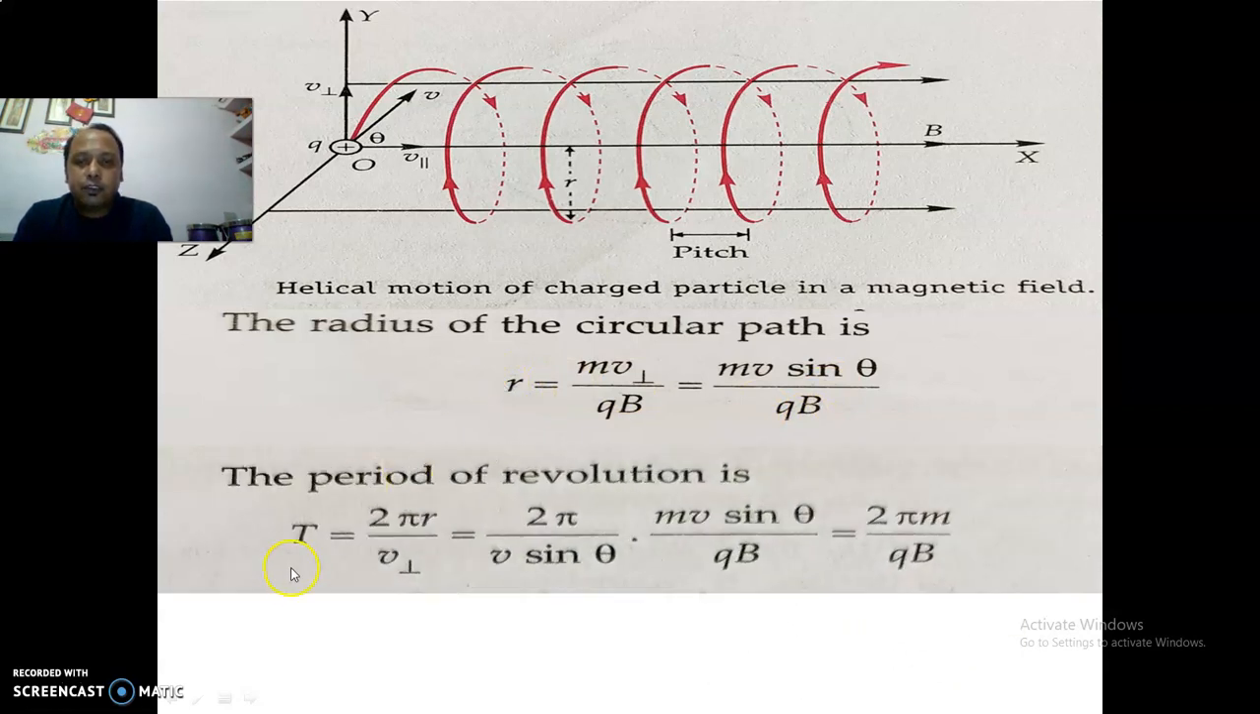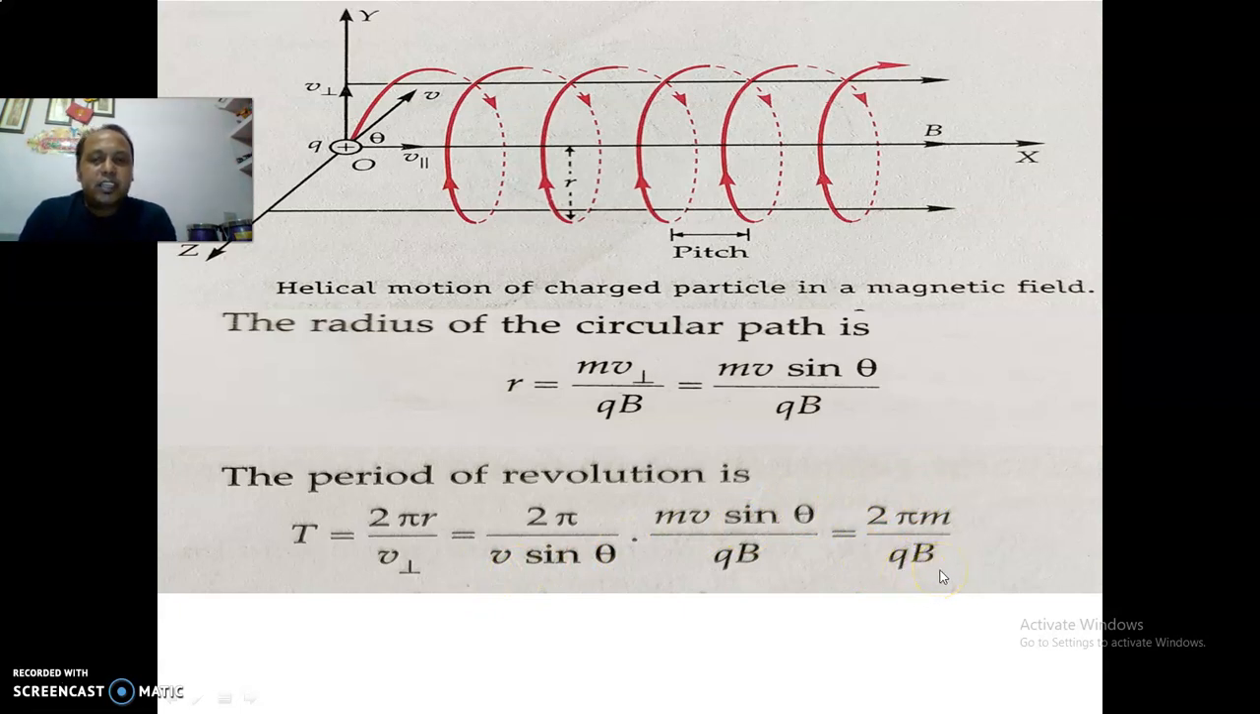Now if we want to find the time period, it is 2 pi r by the velocity. Again the velocity is the perpendicular component of velocity, v sin theta. So 2 pi r, the value of r we have calculated, so we put the value here. So it is m v sin theta upon qB, multiplied by 2 pi by v sin theta. So v sin theta cancels out, and we again have 2 pi m by qB.